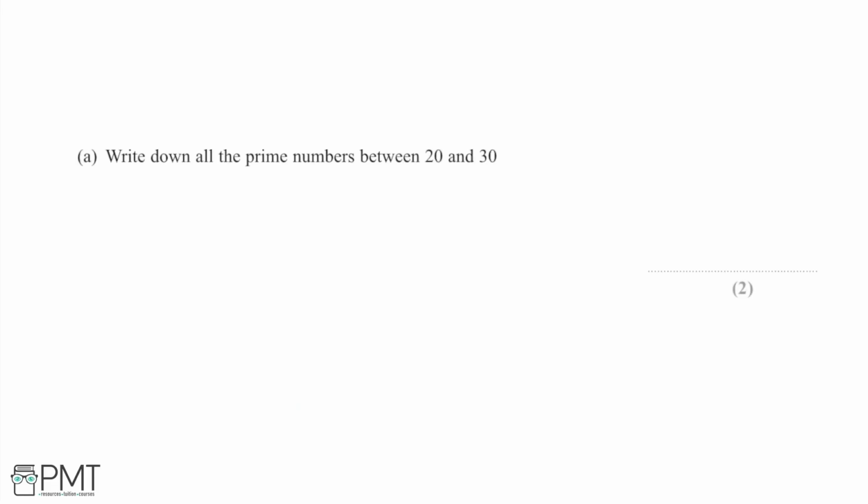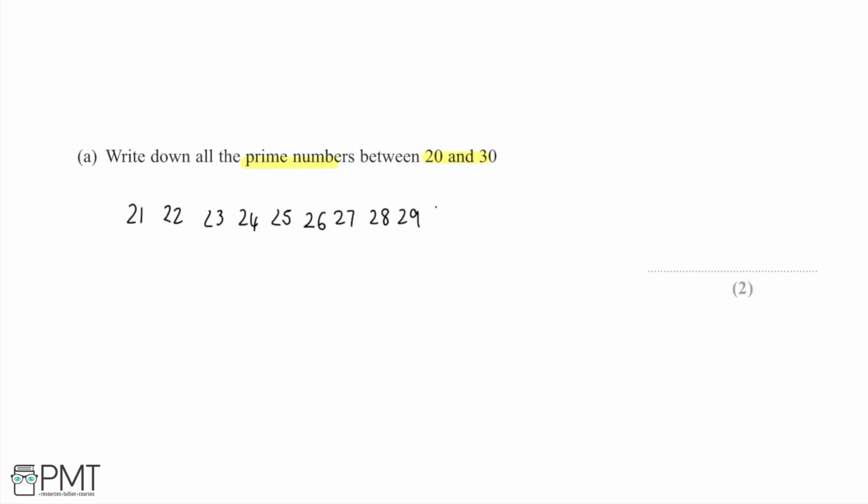So here I'm asked to write down all of the prime numbers between 20 and 30. So if I'm looking for the prime numbers here, I'm just going to make this easier to visualise by writing out the numbers between 20 and 30 so that I can then cross off all of the ones that aren't prime and have other factors other than 1 and themselves. So the numbers between 20 and 30 go from 21 to 29.